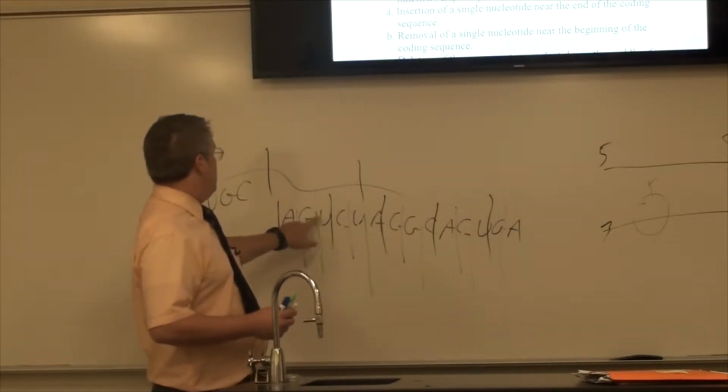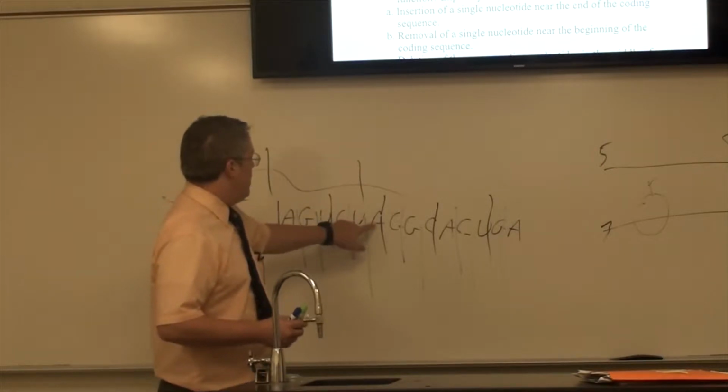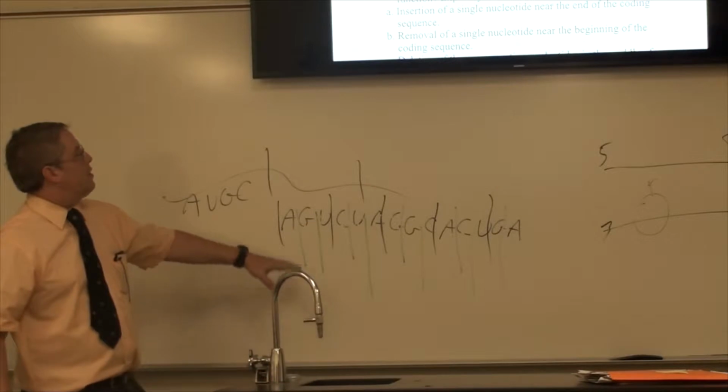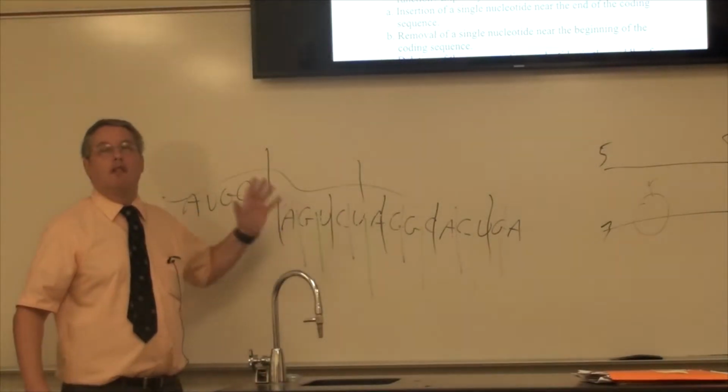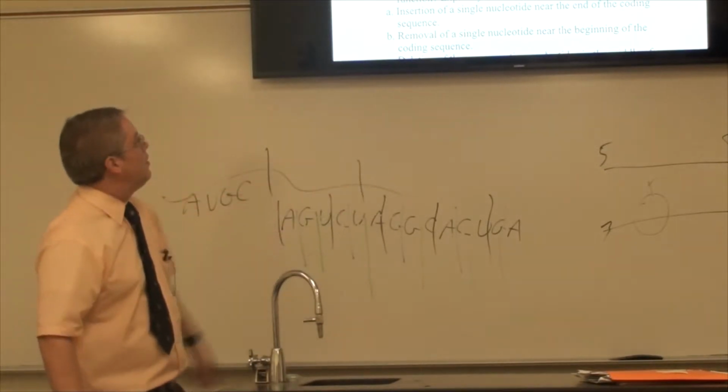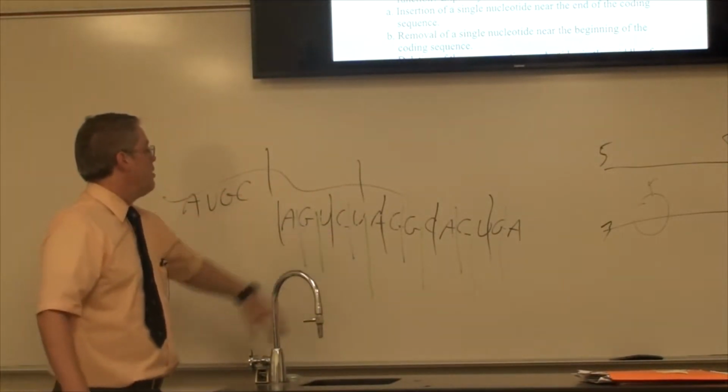The blue frame, GUC, UAG, that's a stop codon. And if it's in the middle of the protein coding, you can't have a stop codon in the middle. You don't want to stop early. This is in the middle. It's a large protein. There's a lot left to go. You can't stop here, so that can't be right.